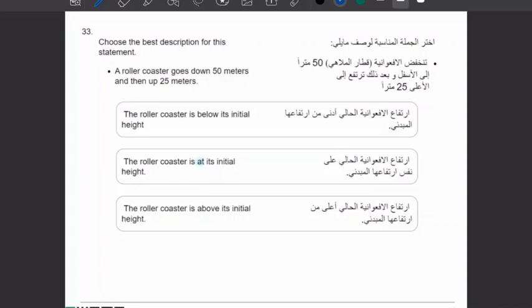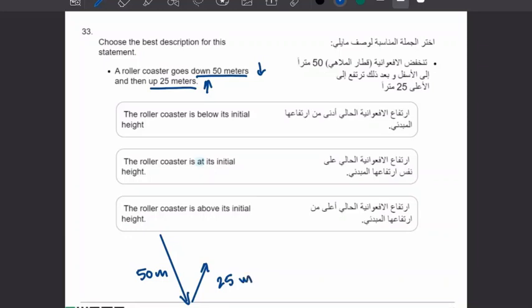For this question, it says, choose the best description for this statement. A roller coaster goes down 50 meters and then up 25 meters. So I'll draw that so we can understand it a bit more. So it goes down, the roller coaster, 50 meters. So 50 meters down. And then it goes 25 meters up, which is around halfway of 50 meters. So 25 meters.